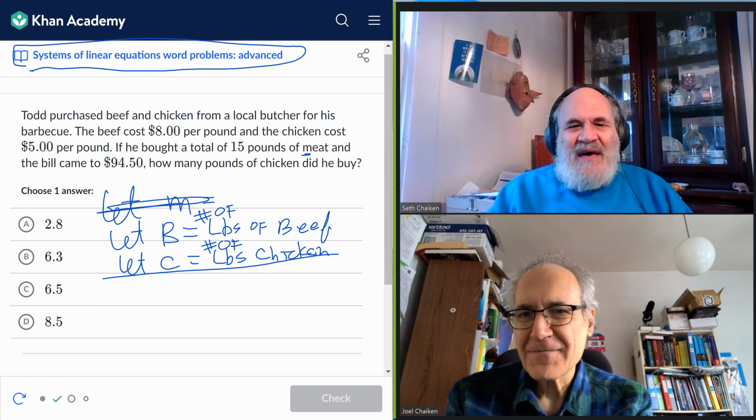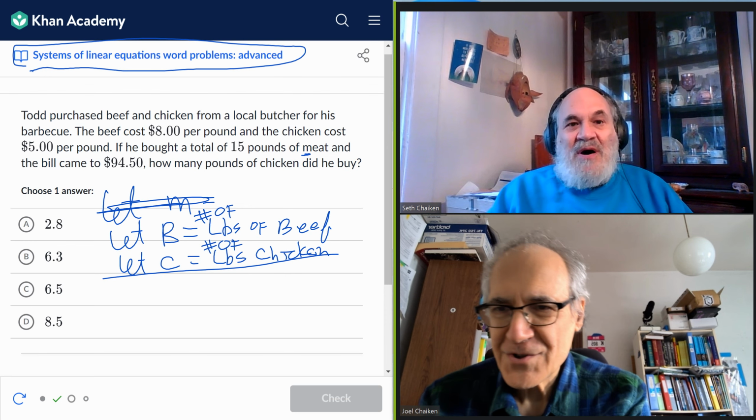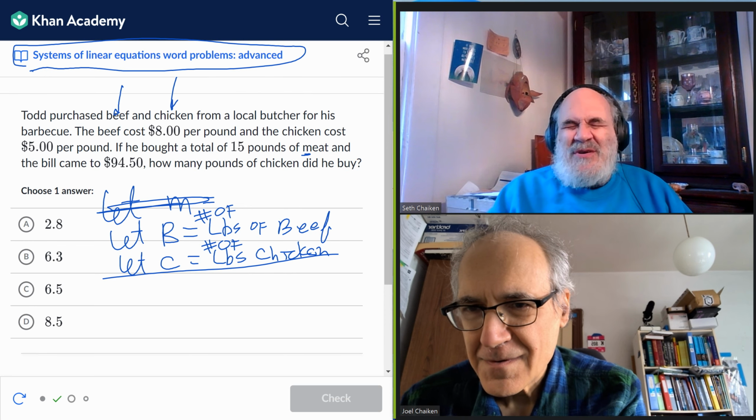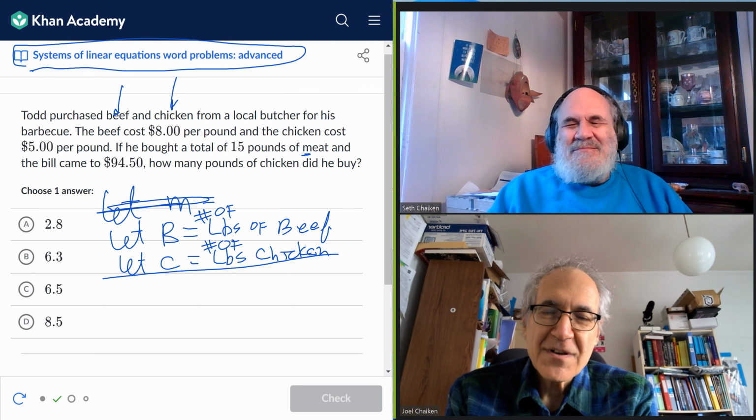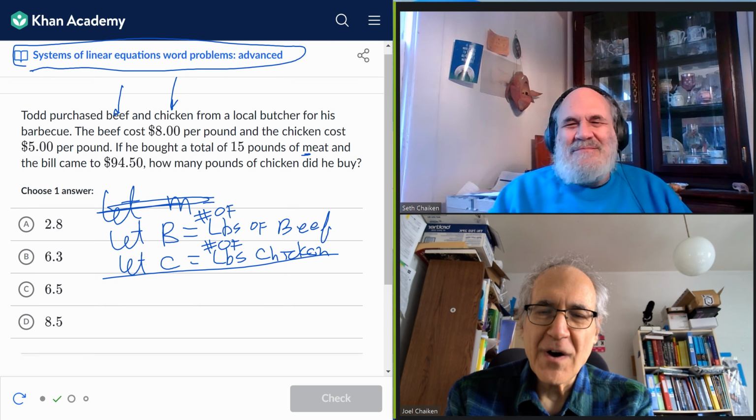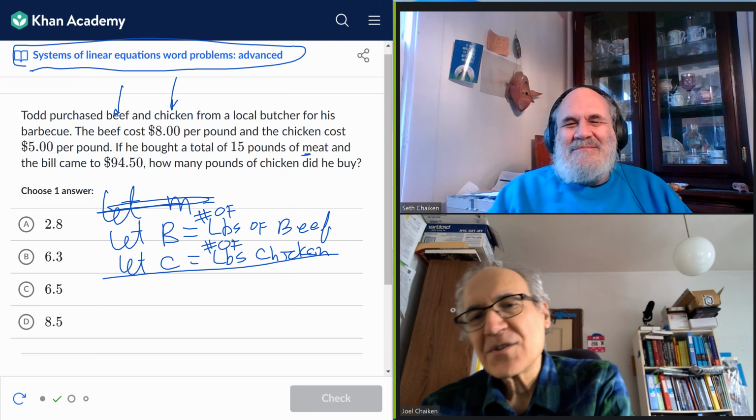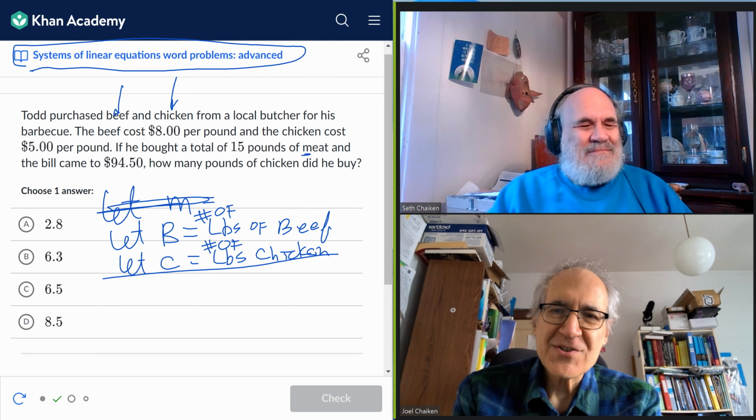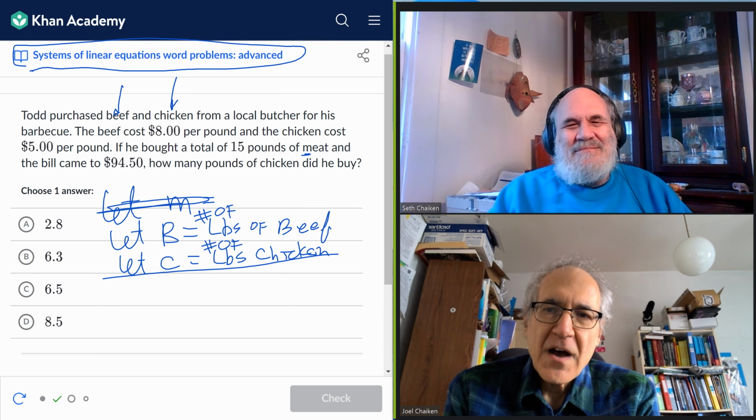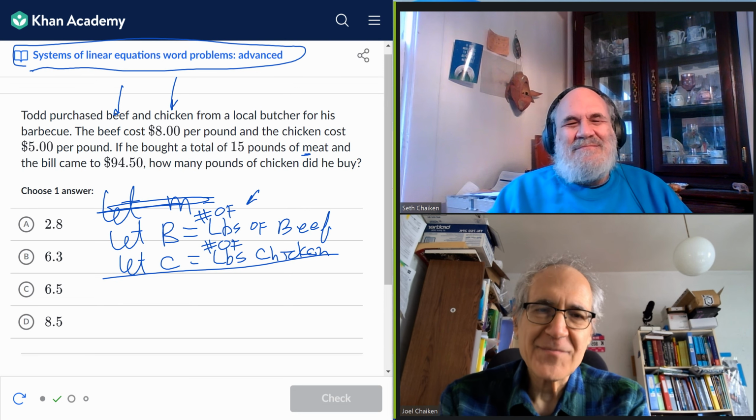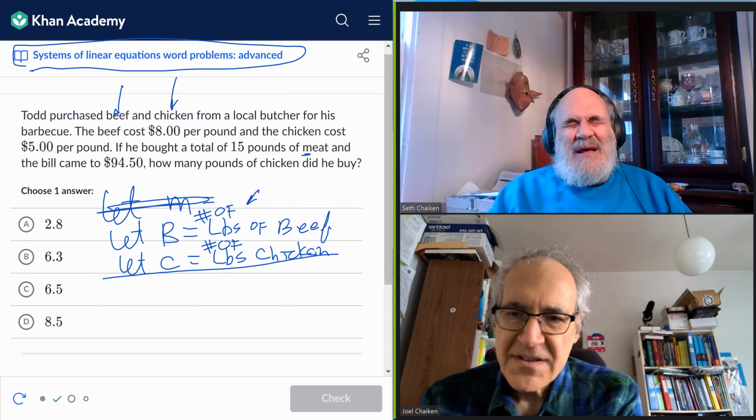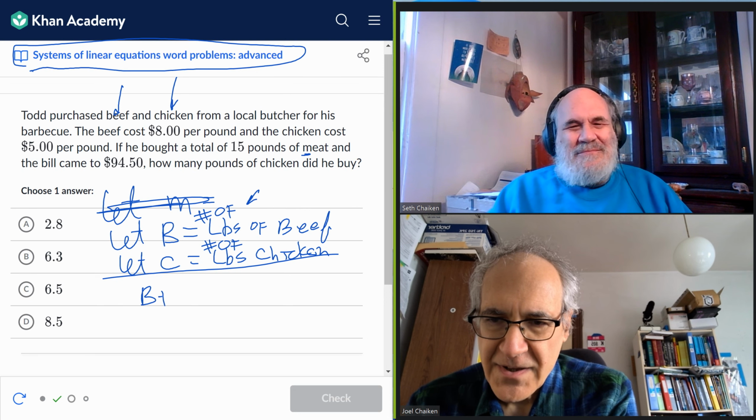Okay, fine. And then keep in mind what the question is. Of course, we need to solve for C. There are two unknowns, so you need to have two equations. One of them is usually easier than the other. The number of pounds of meat means B and C basically have to add up to 15. So we'd say B plus C is equal to 15.